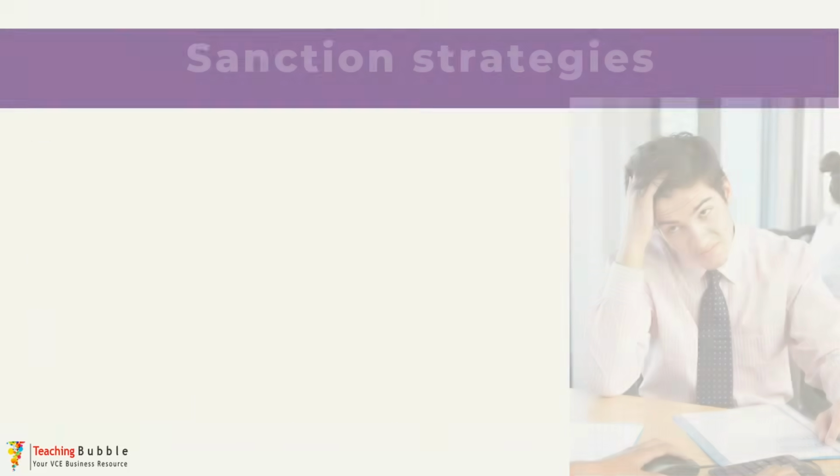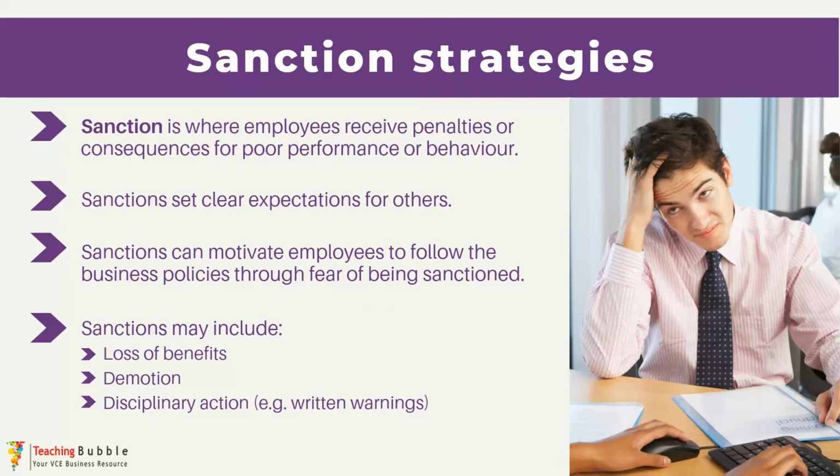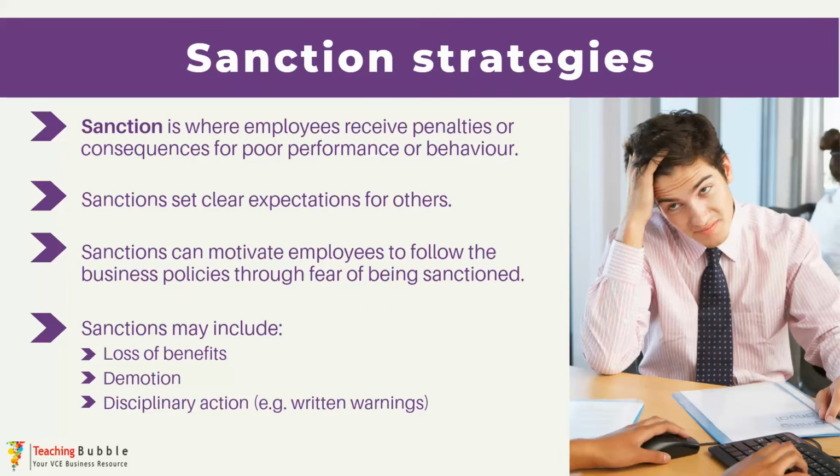And finally, we have sanction strategies, and this is where the employees receive some form of penalty or consequences for poor performance or behaviour that breaches the business's policy. So, sanctions set really clear expectations for the employees, particularly if the employee actually receives a sanction, and that also shows the other employees that haven't received a sanction that they should be following the rules of the business and putting in effort towards their objectives. So, some common forms of sanctions can include things like a loss of benefits, a demotion for the employee, or some form of disciplinary action, such as a written warning, which can begin the process of termination should the employee continue to make similar mistakes in the future.